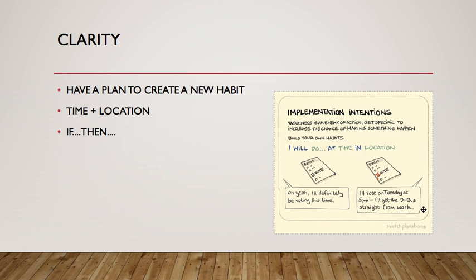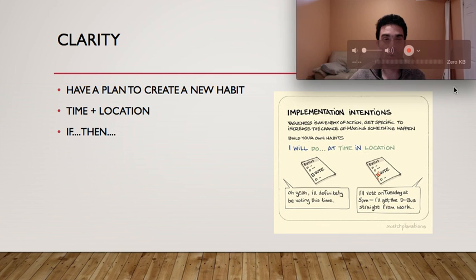So it is very important to be clear about exactly what is the habit that you want to create. So specificity is very important. So you have to know the time and the location of a certain habit. So you can actually start by creating: I will do a certain habit at a certain time in a certain location.